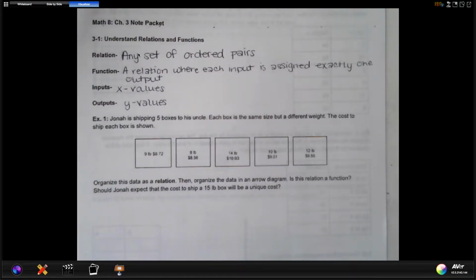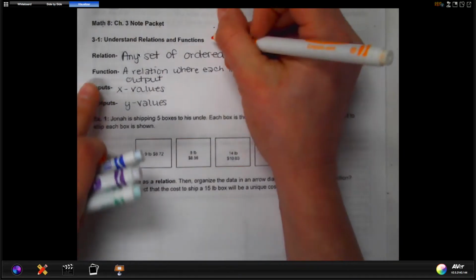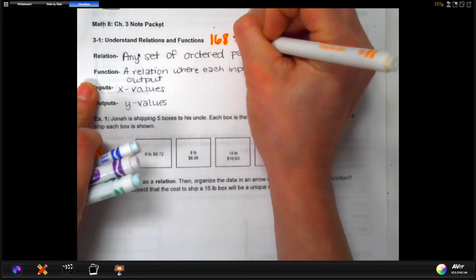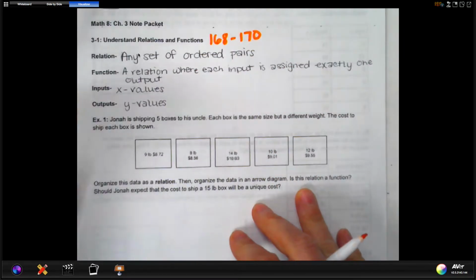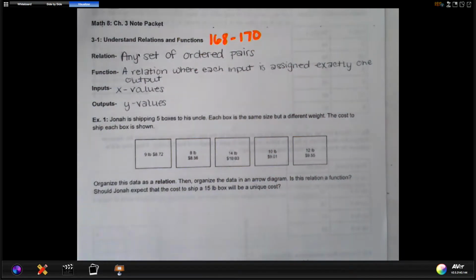Our assignment that goes with this is actually out of the book today. So if you have your book with you, we're going to be on page 168 through 170. If you don't have it, go ahead and log on to the Savvas Realize account, and you can find your book there and then just write down your answers on a piece of paper, and I'll get them when you get back.